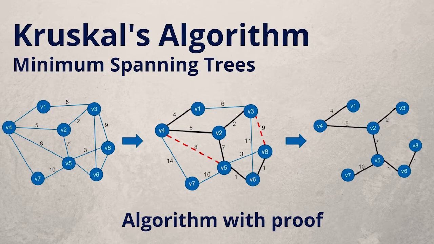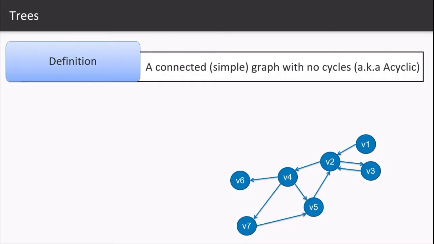So let's get started. A tree is a connected and a simple graph with no cycles, also known as acyclic. A simple graph, remember, was the one with no self loops and no multiple edges. So in a given graph, the lines in red are multiple edges between vertices, and also some of them are creating a loop. By simply removing them, we end up making a tree graph.